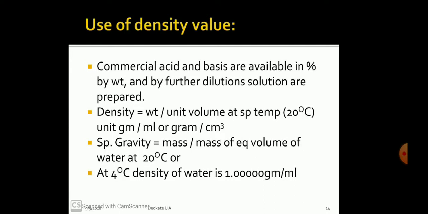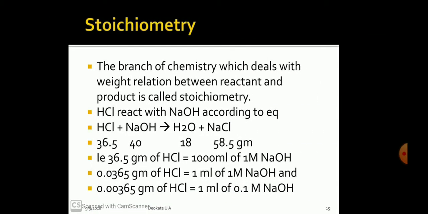Use of density value. Commercial acids and bases are available in percentage by weight, and by further dilution solutions are prepared. Density is equal to weight per unit volume at a specific temperature, 20 degrees Celsius, in units of gram per ml or gram per centimeter cube. Specific gravity is equal to mass divided by mass of an equivalent volume of water at 20 degrees Celsius. At 4 degrees Celsius, the density of water is 1.00000 gram per ml.